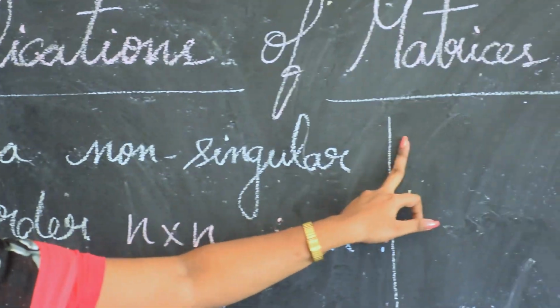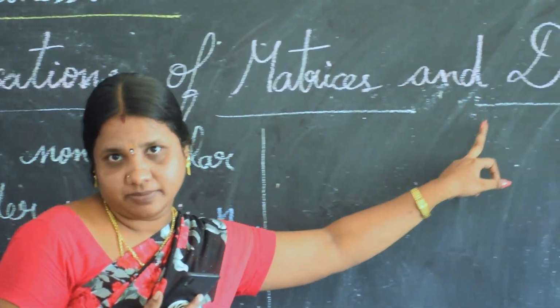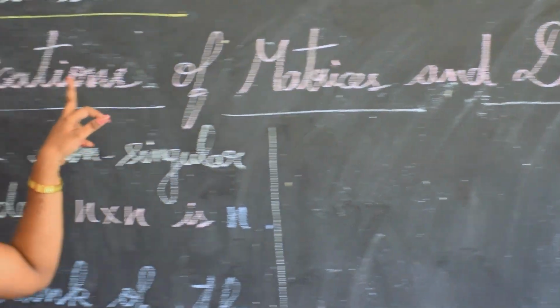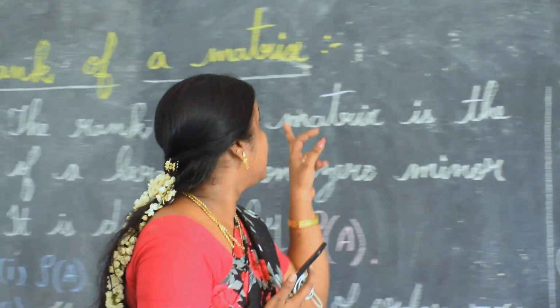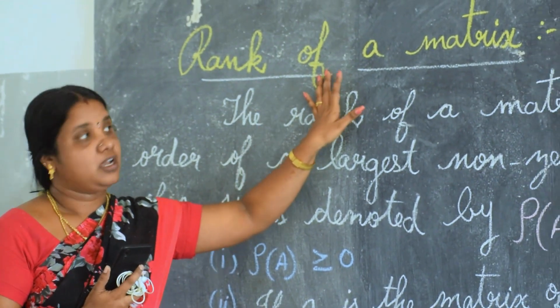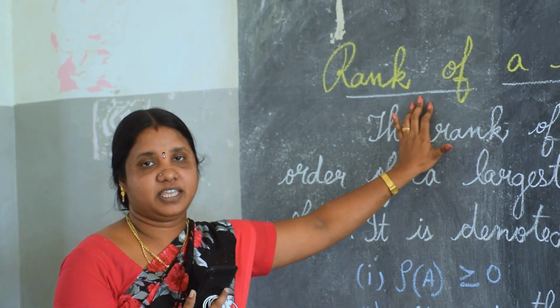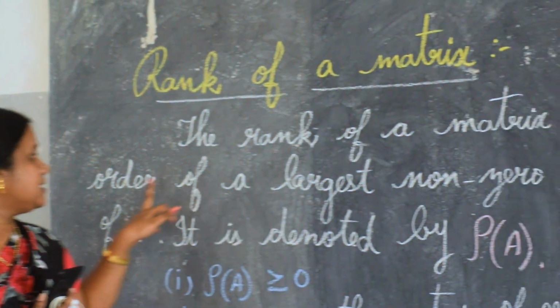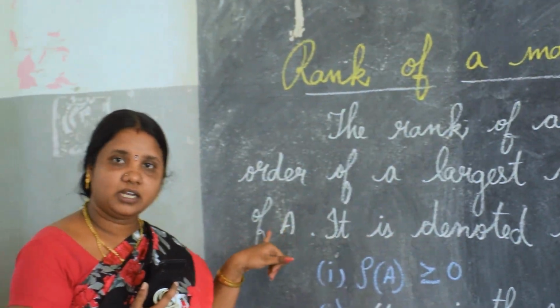Our first chapter is applications of matrices and determinants. Already in 11th standard you have learned matrices and determinants. Now this year you are going to learn about the applications. In this concept, our first definition is rank of a matrix. How we have to find the rank of a matrix we are going to see now. The rank of a matrix is the order of the largest non-zero minor of A.